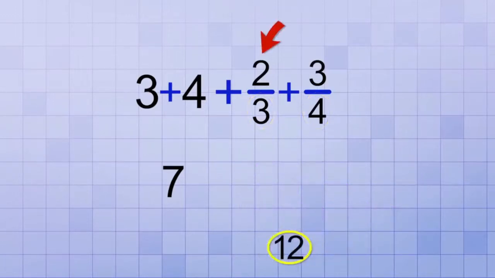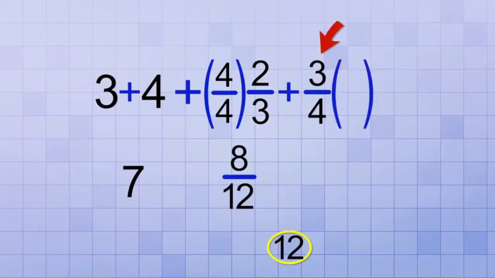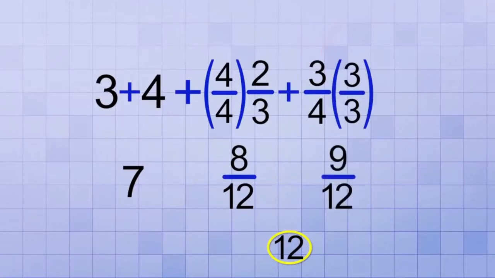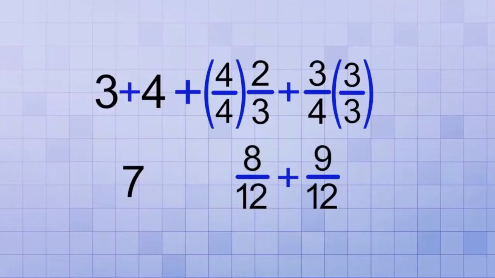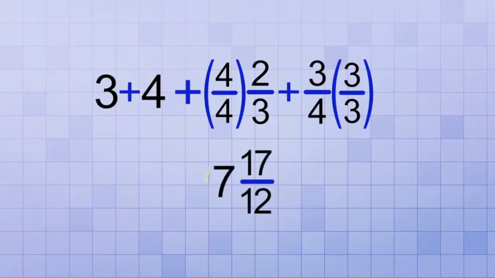To convert 2/3, we multiply it by 4 over 4, which gives us the new equivalent fraction, 8 over 12. And to convert 3 fourths, we need to multiply it by 3 over 3, which gives us the new equivalent fraction, 9 over 12. Now that we have like fractions, we can add them easily. 8 over 12 plus 9 over 12 equals 17 over 12. And that gives us 7 and 17/12 as our answer.